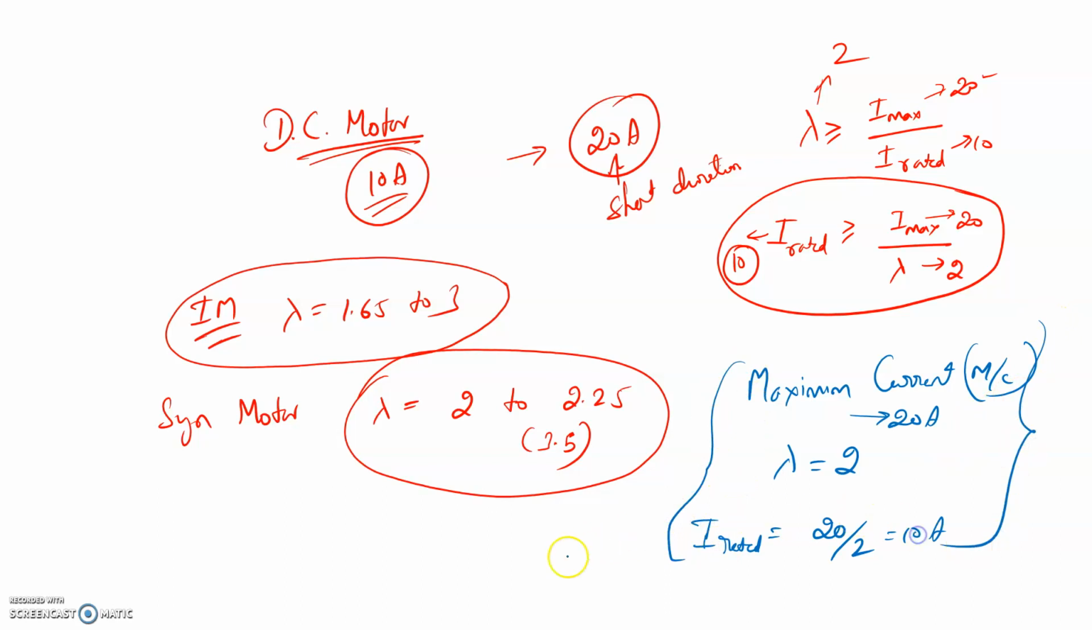For a continuous load this is okay, but for a short-time duty load this is not okay, because here the maximum current will not be 20, it can be like 50 amperes. With lambda 2 the rated current will not be that. So this is only for continuous duty loading.